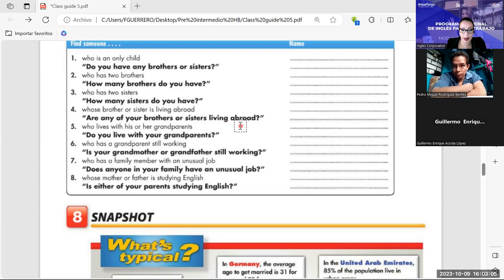Todos están en El Salvador, ninguno está en el extranjero, en otro país. Bien. Abroad significa en el extranjero. Are any of your brothers or sisters living abroad? Sister living abroad in Nueva York. Okay.